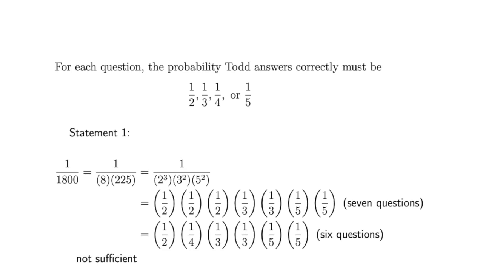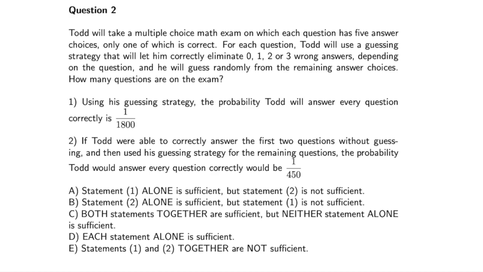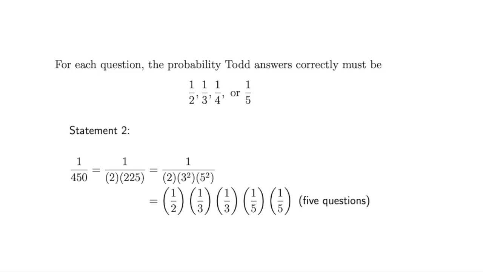not sufficient. Doing the same for statement 2, if we prime factorize 450, that's 2 times 225, 2 times 15 squared, 2 times 3 squared times 5 squared. And now there's only one way to get that denominator. If we multiply fractions together from the list at the top of the page, we have to multiply 1/2 by 1/3 by 1/3 by 1/5 by 1/5.